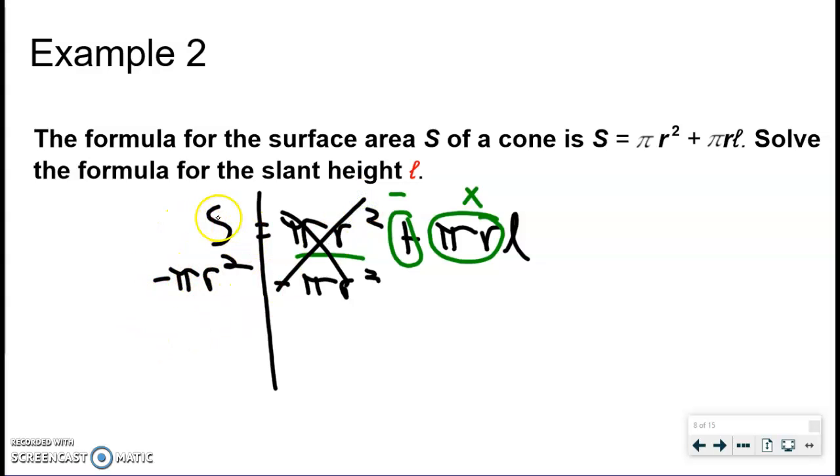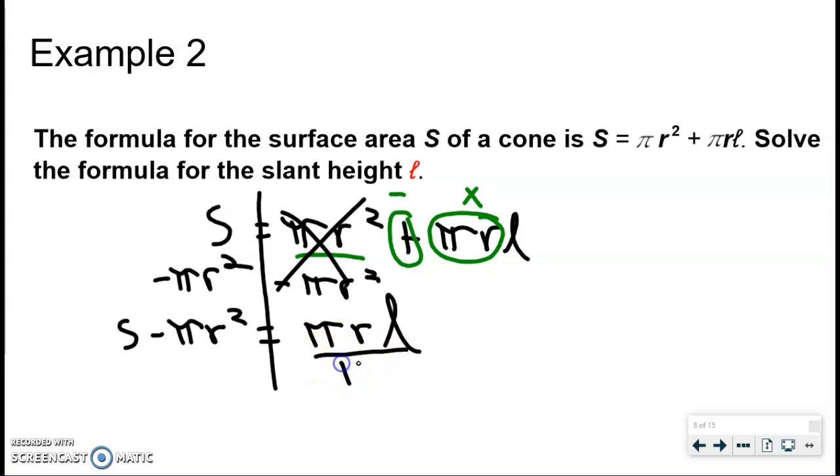So then I can't combine these. I don't know what s minus pi r squared is, do you? All I'm going to do is just rewrite it in a linear form. So it makes a line. So now I've gotten rid of that part, and now I'm just left with pi r and the funky L. I said that the pi and the r are multiplying. Well, to undo multiplication, I divide. And I only want to get rid of the pi and the r. So I'm going to divide by pi and r.